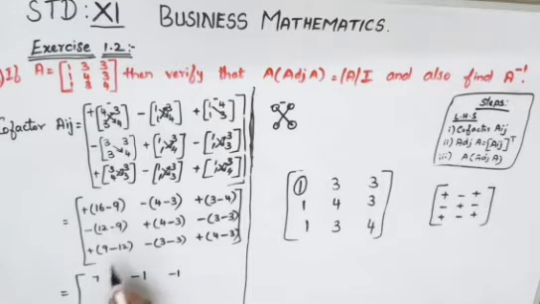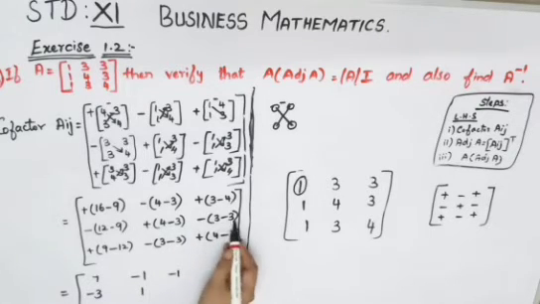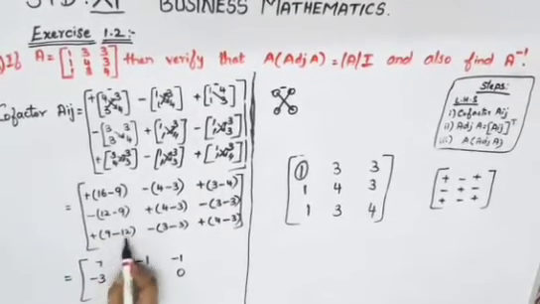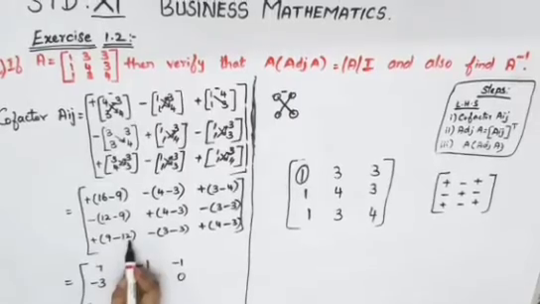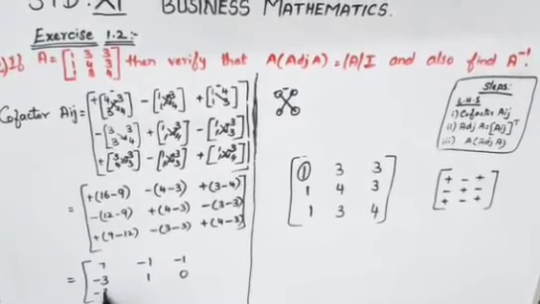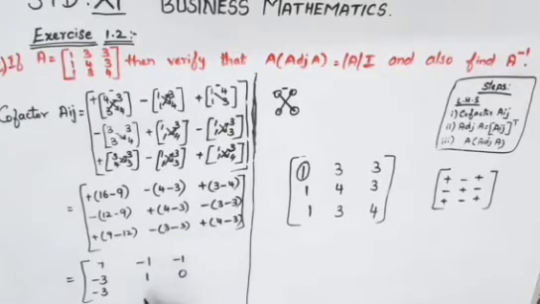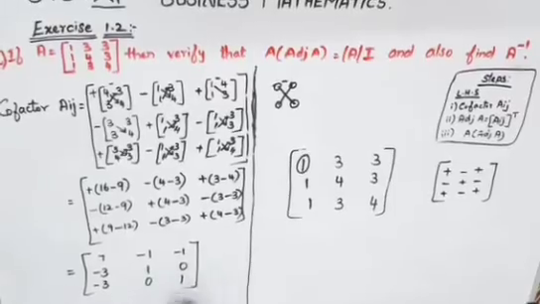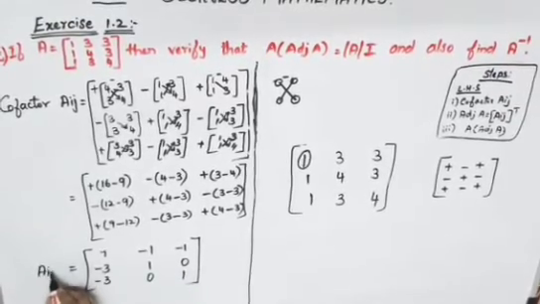The next one is 12 minus 9 is 3. Minus is there, so minus 3. 4 minus 3 is 1, so plus 1 only. Again 3 minus 3 is 0. 0 doesn't have any symbol, so I can put 0. Now 9 minus 12 is minus 3, because the bigger number's symbol is minus, and that minus and plus will become minus only. Okay, so 3 minus 3 is 0, again 4 minus 3 is 1. So this is your Aij, that is your cofactor.